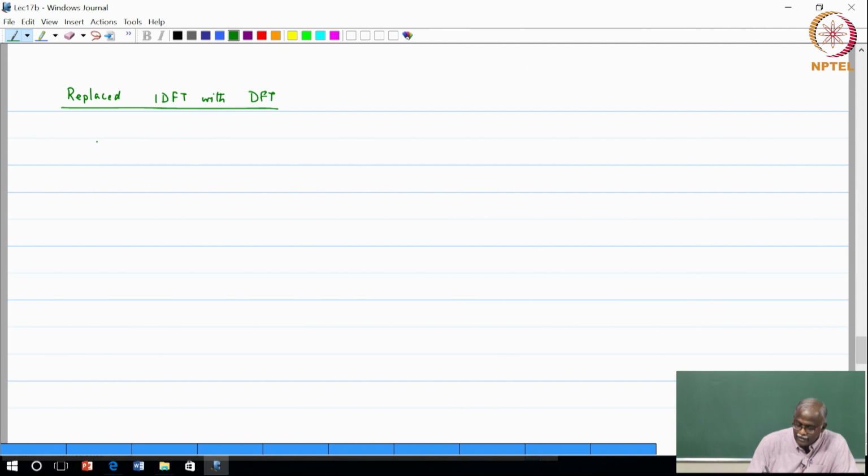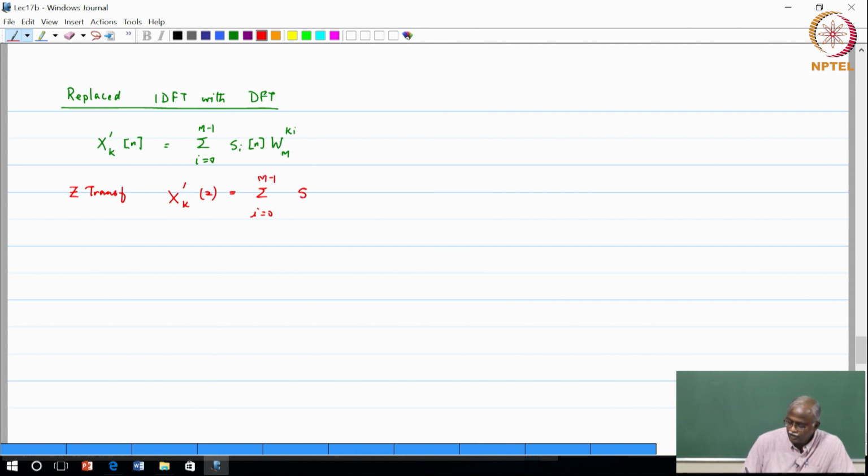So, if I write down xk prime of n, the prime denotes that now I am working with the DFT matrix sitting there. This is equal to summation i equal to 0 to m minus 1 Si of n, and notice that now it is the DFT matrix, W subscript m superscript ki. Okay. If I now take the Z transform, it will be xk prime of Z, equal to summation i equal to 0 to m minus 1 Si of Z Wm ki.